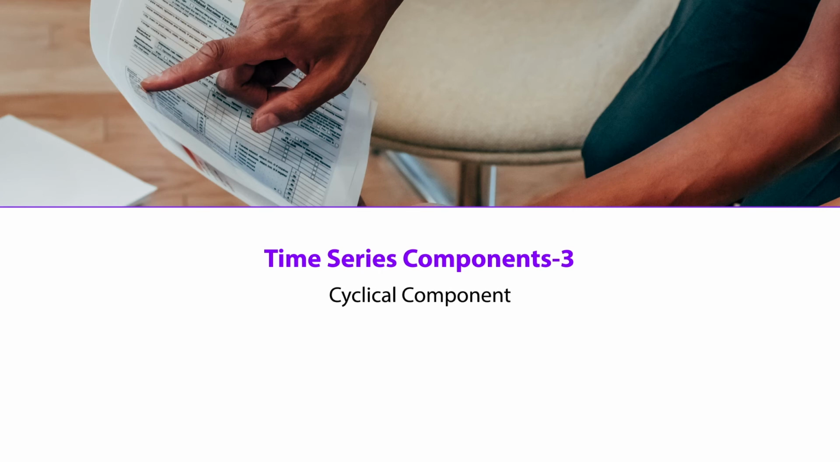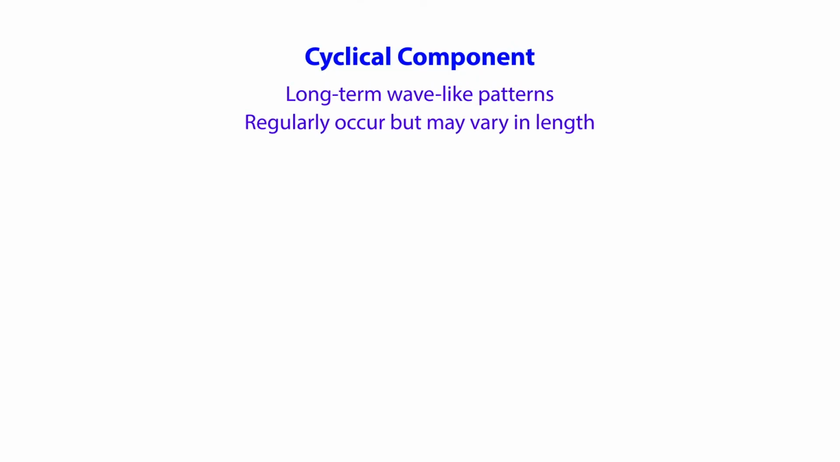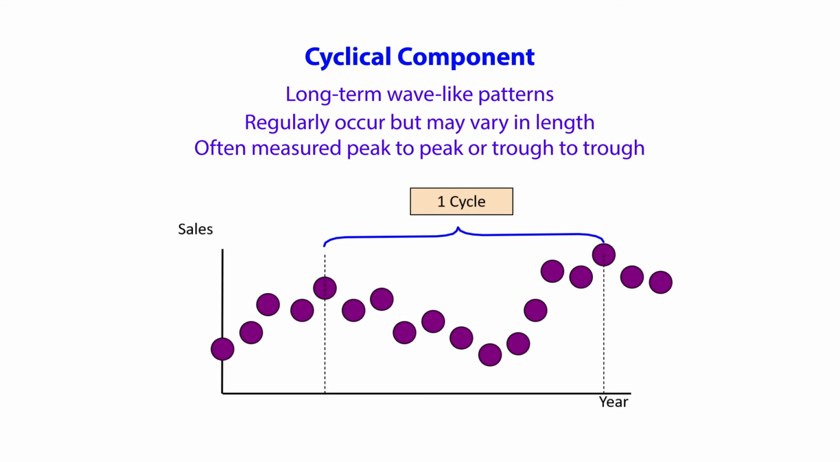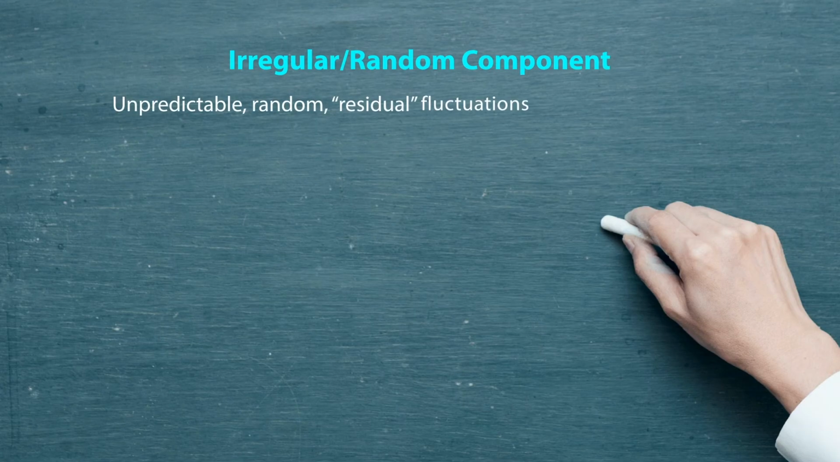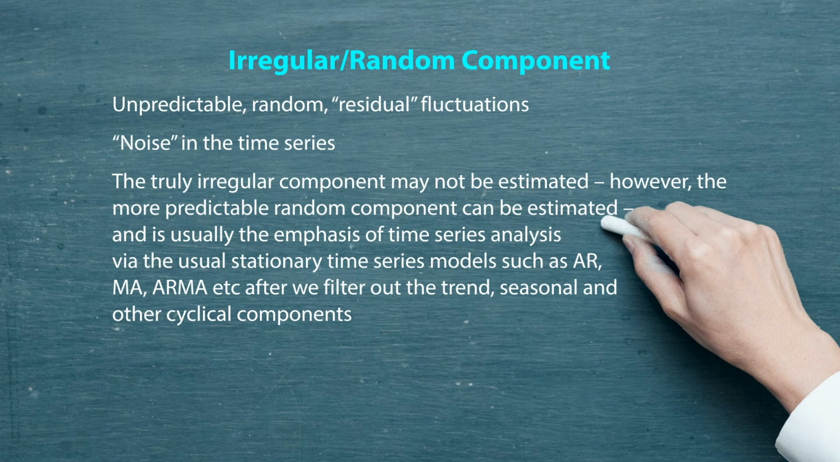So anyway, now the cyclical component is going to be there, and this cyclical component is talking about long-term wave-like patterns that regularly occur but may vary in length, often measured peak to peak or trough to trough. So the peak is this, and the trough is the downfall. Then there are unpredictable random residual fluctuations, noise in the time series, the truly irregular component, which may not be estimated. However, the more predictable random component can be estimated and is usually the emphasis of time series analysis via the usual stationary time series models such as AR, MA, ARMA, etc., after we filter out the trend, seasonal and other cyclical components.